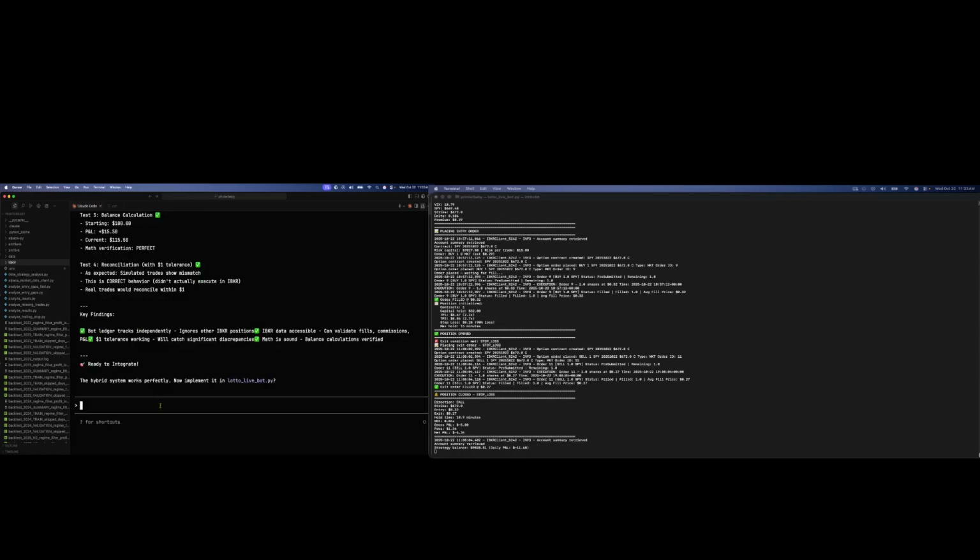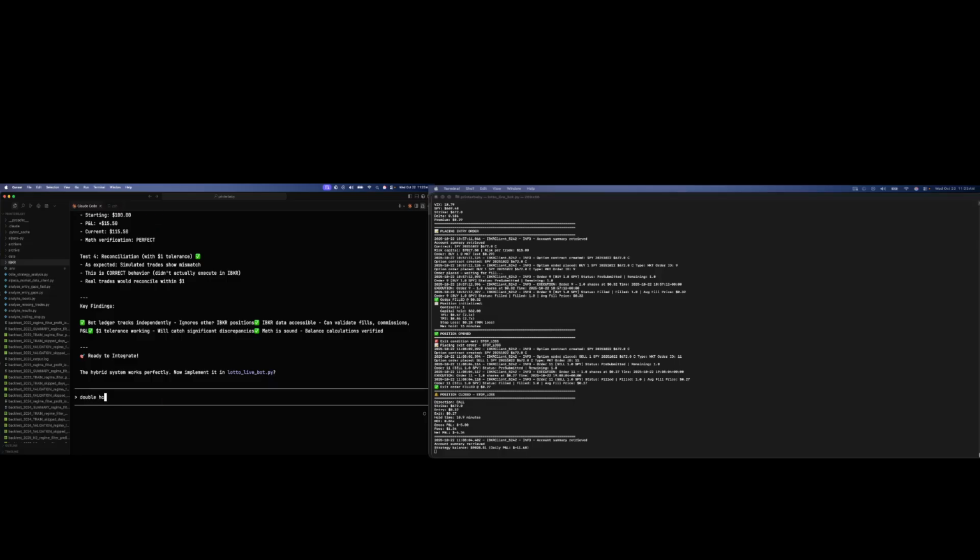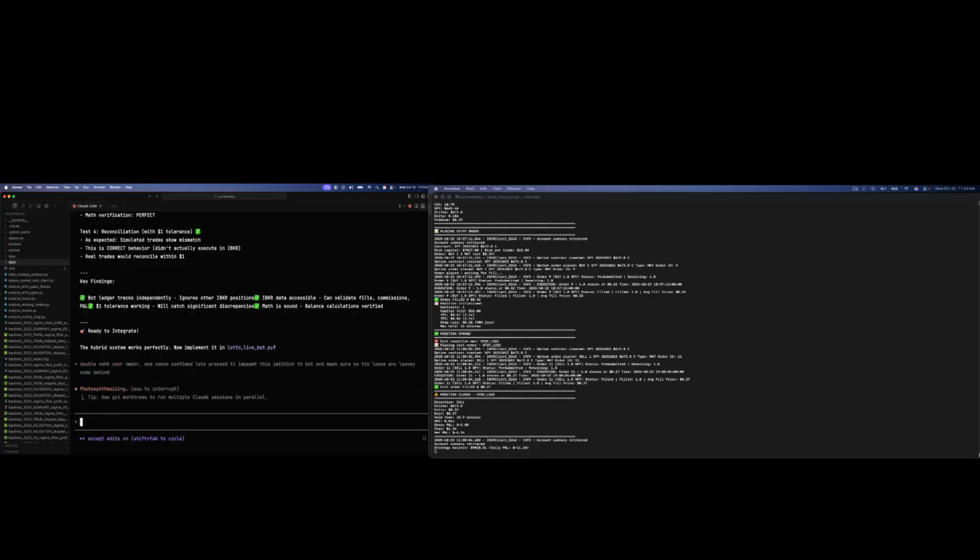Perfect. Double check your work. Double check your work. And once confirmed, let's proceed to implement this within the bot and make sure not to leave any legacy code behind. So I'm going to wait for that to output.